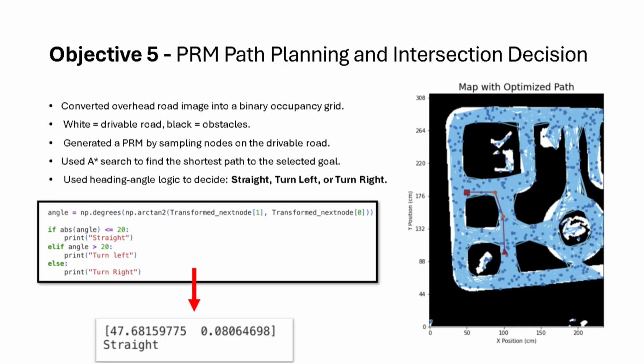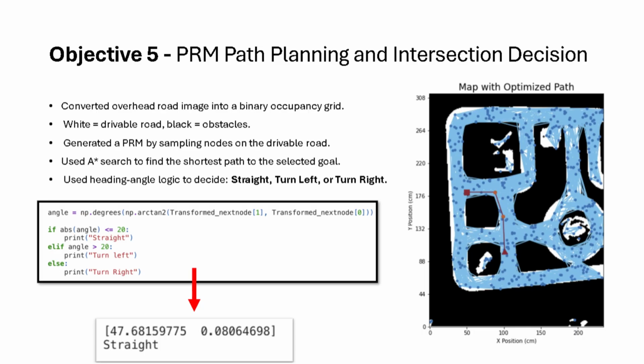After generating the path, the final step was to guide the JetBot to an intersection using the next node on the path. The next node was transformed into the robot's local frame, and the angle to that node was calculated using arctan. Based on our logic, if the angle is within a 20 degrees range, the JetBot goes straight.